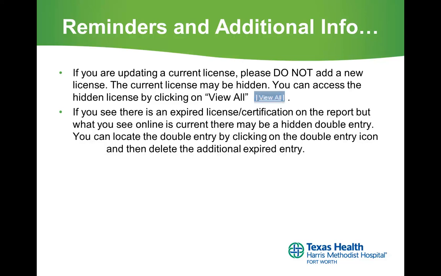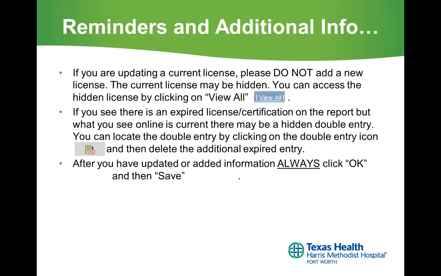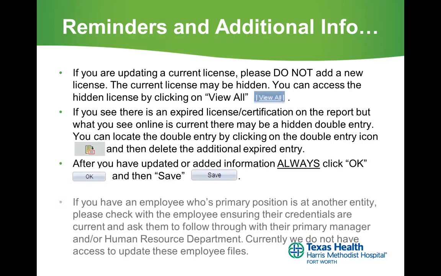If you see there is an expired license or certification on the report, but what you see online is current, there may be a hidden double entry. You can locate the double entry by clicking on the double entry icon and then delete the additional expired entry. After you have updated or added information, always click on OK and then save.